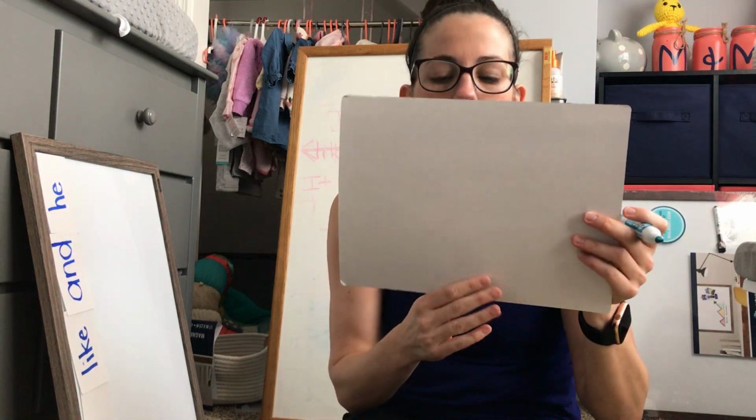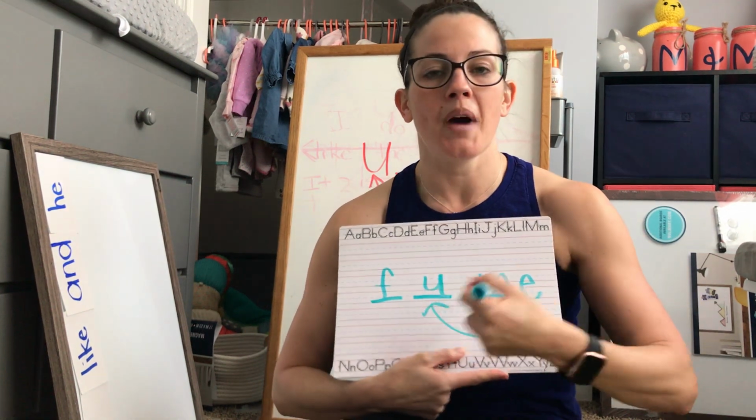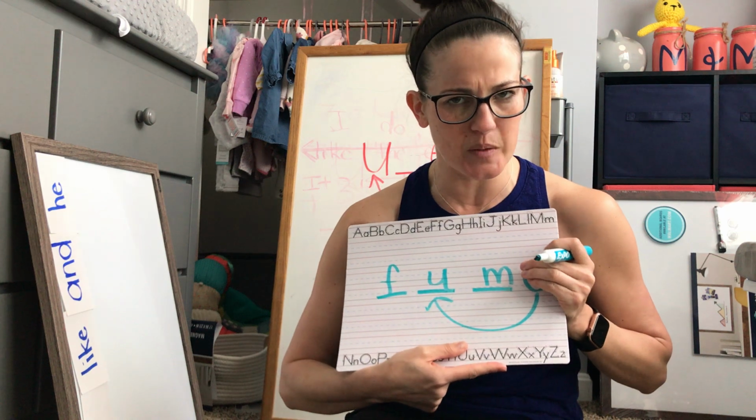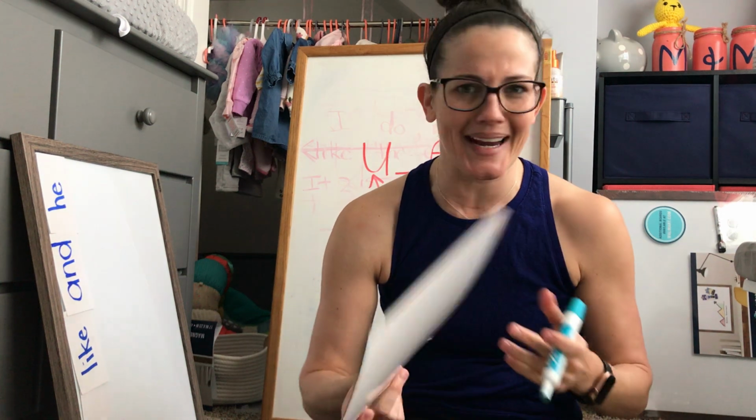Next one, fume. You say it, fume. Leak it out. Fume. Do your sound lines. Fume. Make your marker talk. Fume. You can leak it out as many times as you need to. You go back and double check your work. 3, 2, 1, show. Did you use sneaky E? You should have. Fume. If I didn't have the E, what would this word say? I hope you said fum. Okay, erase.